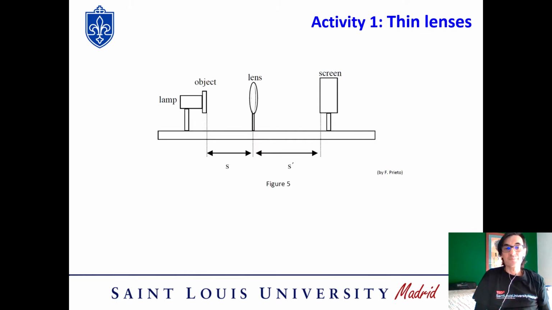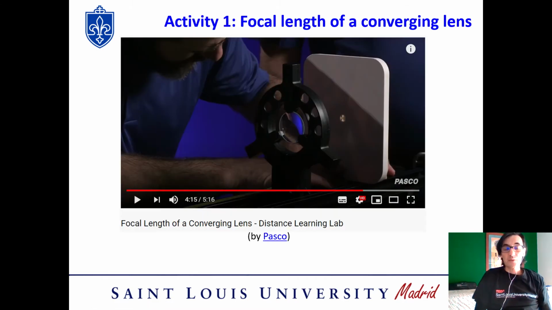This is a setup. Like I said, we have here the lamp, the light source, the object just next to the lamp, the lens. With the mounting, we can move back and forth to get S and S prime at the position we want, and here finally we'll have the screen, okay? So we can even see a real experiment in this nice video.